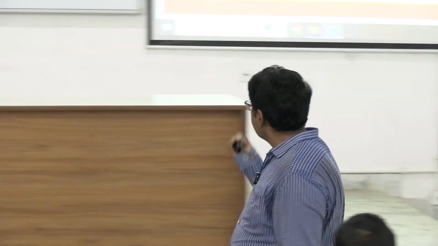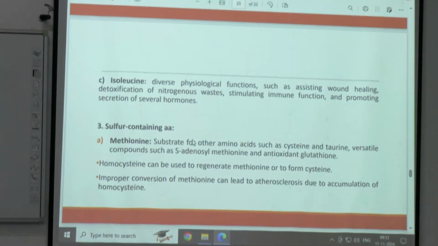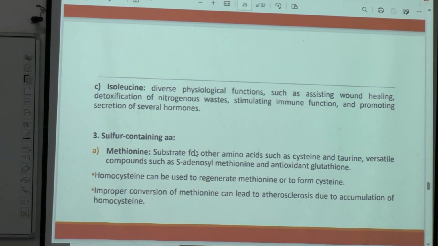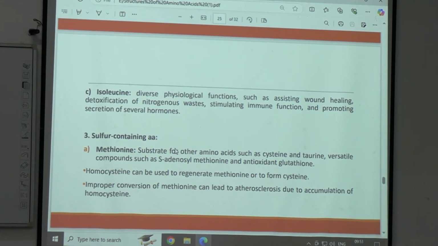All those good things are the bread and butter for a successful urologist. So, leucine plays the most important role over here. Then there is methionine, a one carbon metabolism precursor.